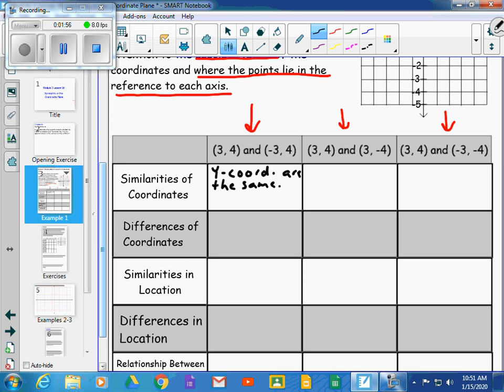But there's also a similarity between the x coordinates, the first coordinate, the 3 and the negative 3. The x coordinates have the same absolute value. I'm going to go into the other boxes, so I'm running out of room. Now, if we look at the differences in the coordinates, we can see that the x coordinates are different. The x coordinates are opposites.